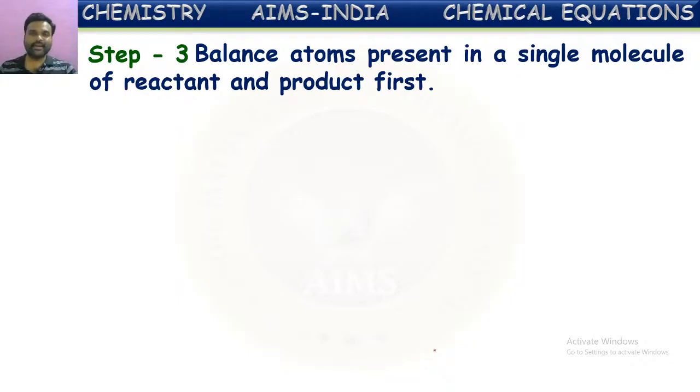So let us try to balance the iron by placing some numbers in the equation, which we call the hit and trial method. Just by keeping one number on one side, try to count the number of atoms on both sides.